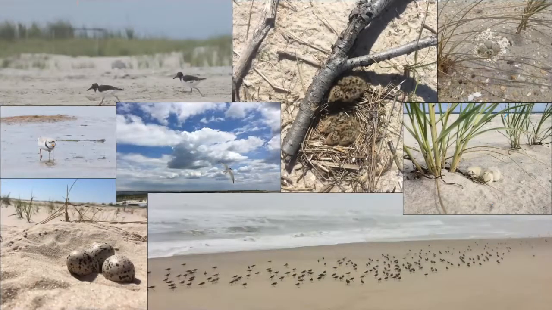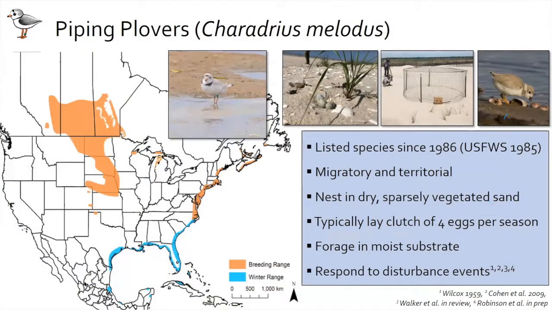These early successional habitats are really important for a variety of vertebrate species, including migratory and nesting shorebirds, such as the American oystercatcher, a variety of tern species, and the piping plover. Piping plovers are a federally listed species which winter in the southeastern portion of North America, shown here in blue. And in the spring, they migrate north to the Great Plains, Great Lakes, and along the northeast Atlantic coast, which is shown in the orange.